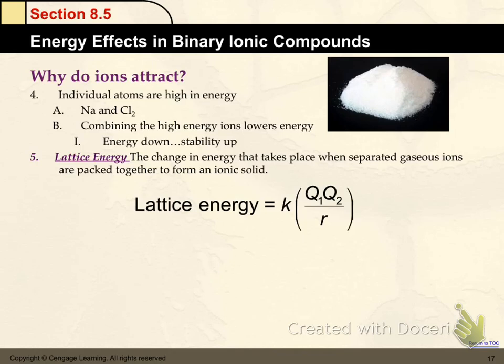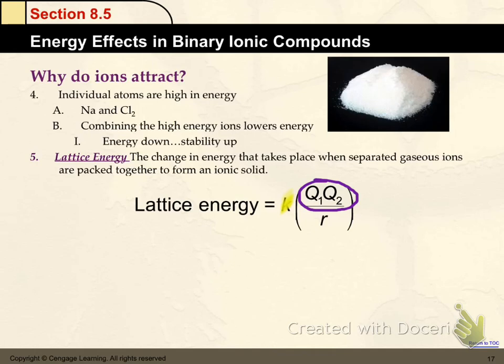The lattice energy between two different ions can be calculated using an equation that looks awfully familiar. It looks like Coulomb's law. Now, we are never going to have to worry about calculating this. You're never going to have numbers to throw into this equation. But I do want you to notice something. Lattice energy equals K, just a proportionality constant, times Q1 Q2 over R. Q1 and Q2 are the charges of the ions involved.